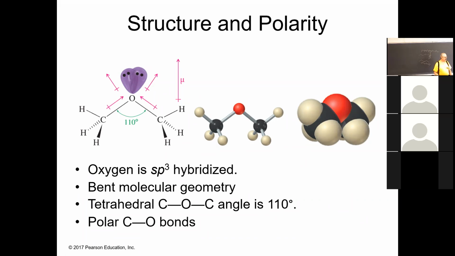Okay, because oxygen has 4 electron domains around it, the molecular geometry is bent. We have 2 bonds and 2 lone pairs. Oxygen is sp3 hybridized. The COC bond angle is about 110 degrees in dimethyl ether, and the CO bonds are polar. The molecule as a whole does have a dipole moment.